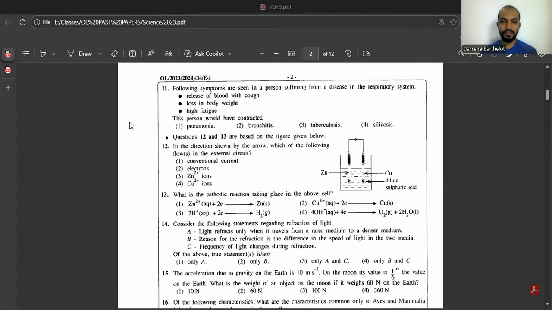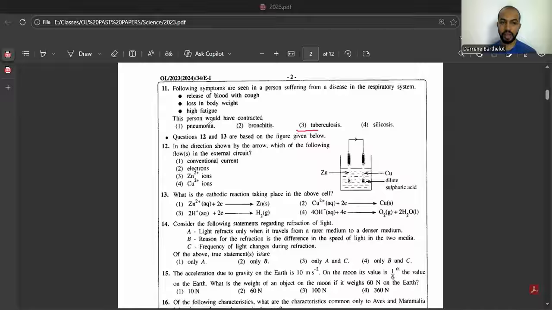Question number 11. The following symptoms are seen in a person suffering from a disease in the respiratory system. Here you can see release of blood with cough, loss in body weight, high fatigue. This person would have contracted tuberculosis, as blood with cough is a main symptom of it. So the answer should be the third one.